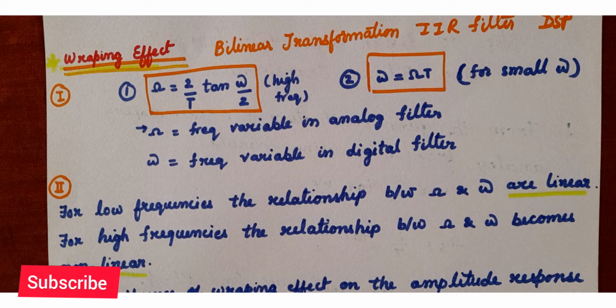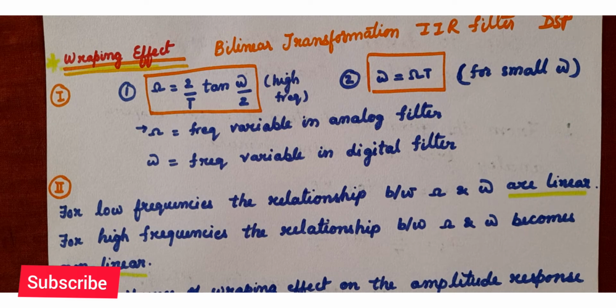In this class we will be seeing how to avoid the warping effect, which is a drawback of the bilinear transformation method. The bilinear transformation method is used for the design of IIR filters. It is an indirect method because first we have to design the transfer function of an analog filter H_A(s) and then change it to H(z) using the bilinear transformation. What is the equation of transformation? s = (2/T)(1 - z^-1)/(1 + z^-1).